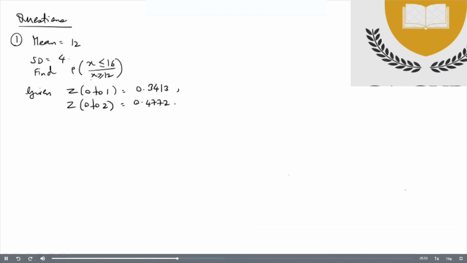The last question which I will be discussing today is this. Find P of x less than or equal to 16 given x greater than or equal to 12. Here we are using the formula for probability which we learnt in the probability chapter. The formula is for P of A upon B, which is P of A intersection B by P of B. Intersection means the common area, common point. This is the formula for P of A upon B.